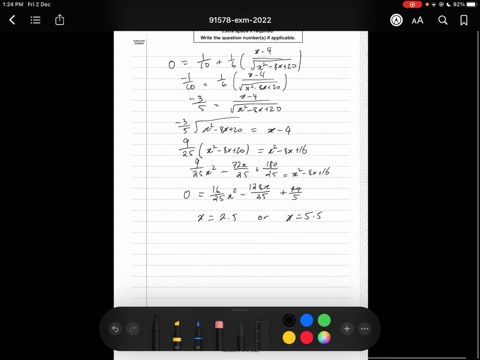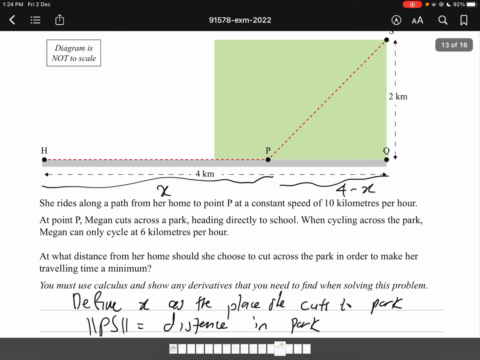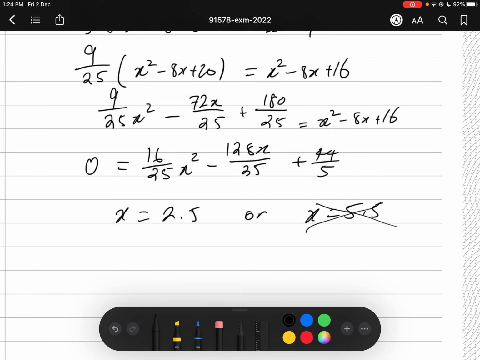But clearly 5.5 is greater than 4. Remember that the total distance of the gravel is just 4. So cutting into the park at 5.5 just doesn't make any sense. It's not logistically a thing. So in terms of the real world, we know that that's not a real solution. So therefore, we can say that she should cut across to the park after 2.5 kilometers. And that should be our final answer for this question.